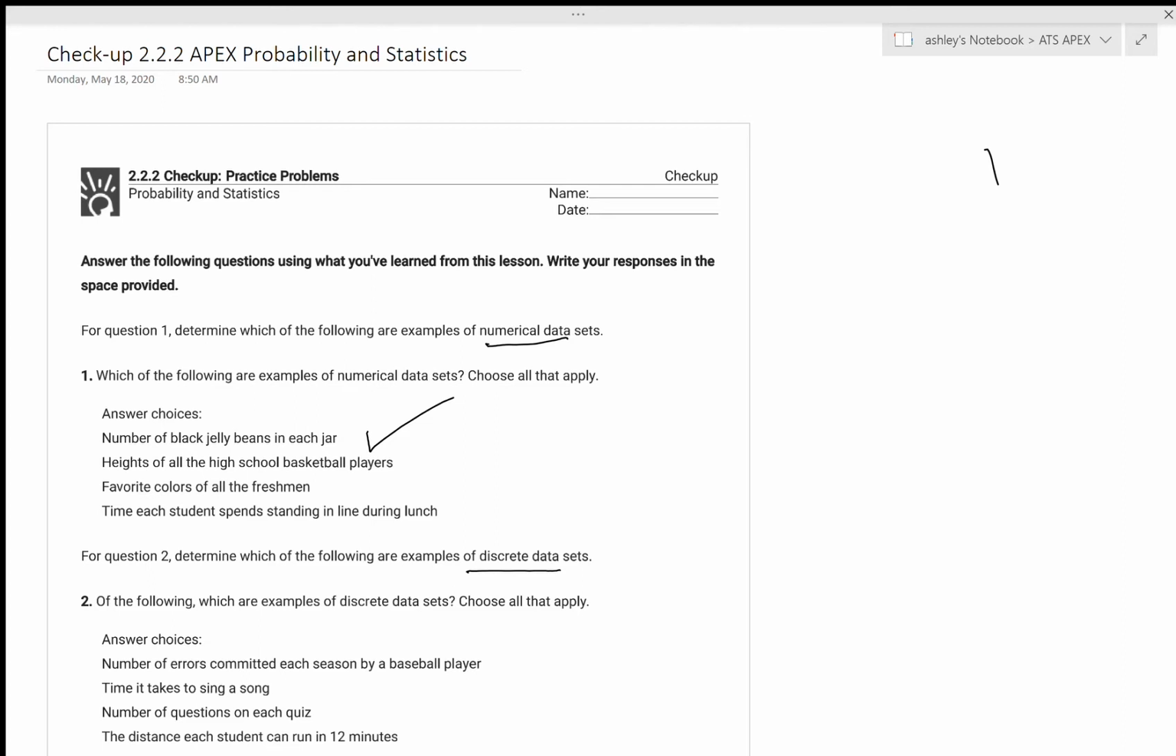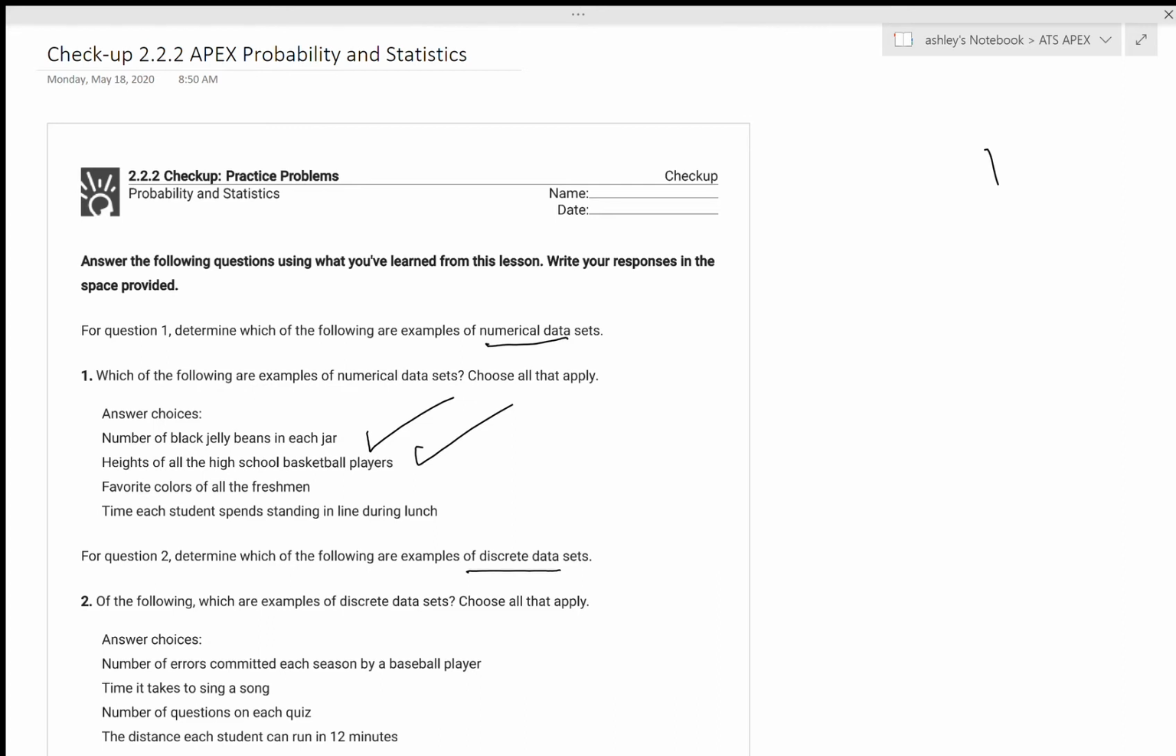The heights of all the high school basketball players. Well, can I count them? Can I measure every basketball player? He's 6 foot, he's 5'8", he's 6'3". Those are all numbers, they're all measurements. So yes, I can count the heights of the basketball players.